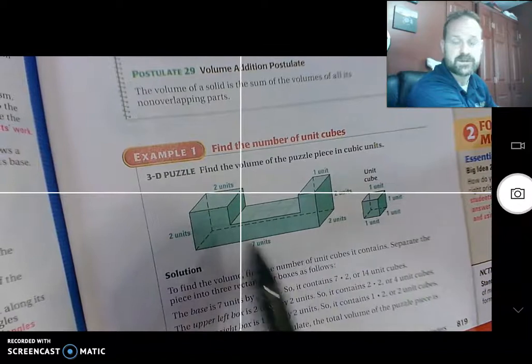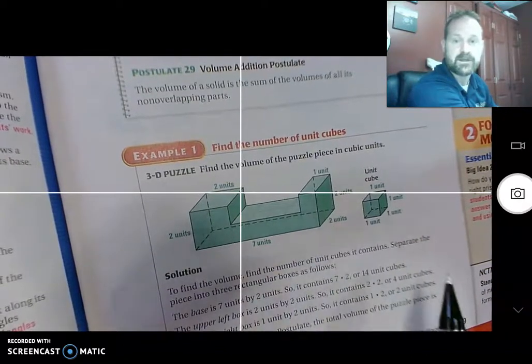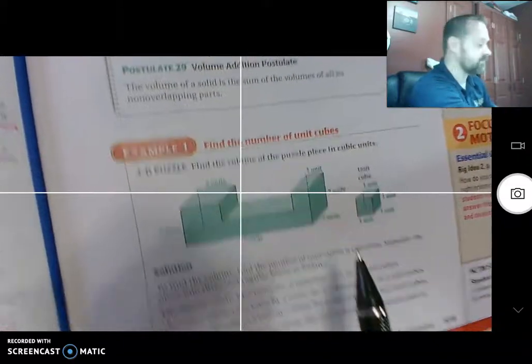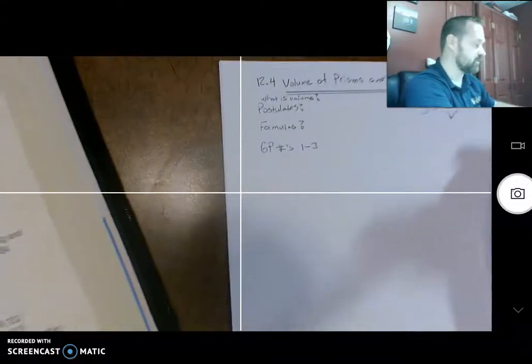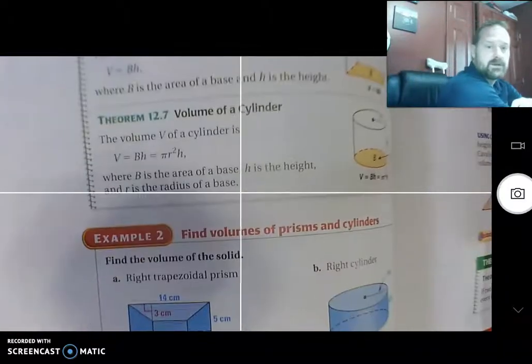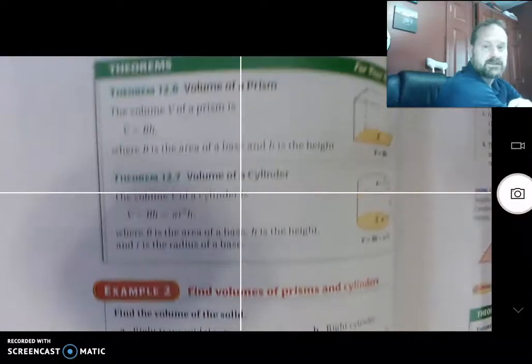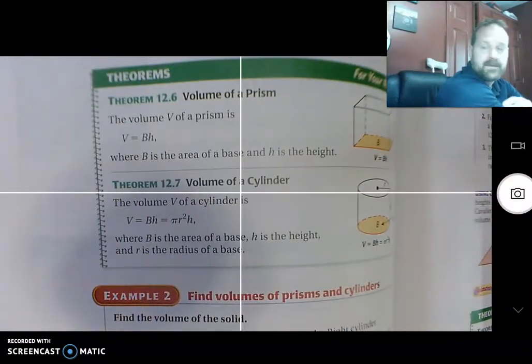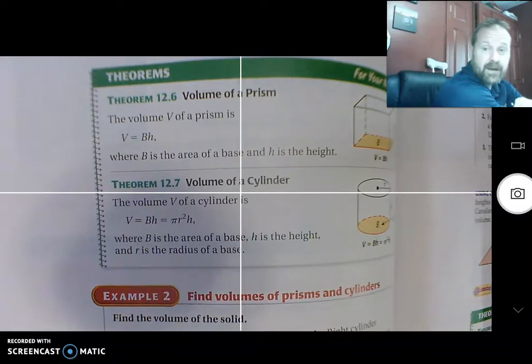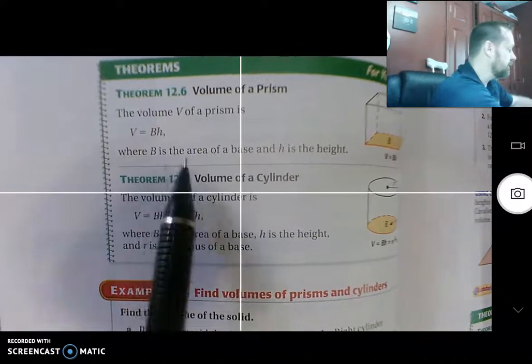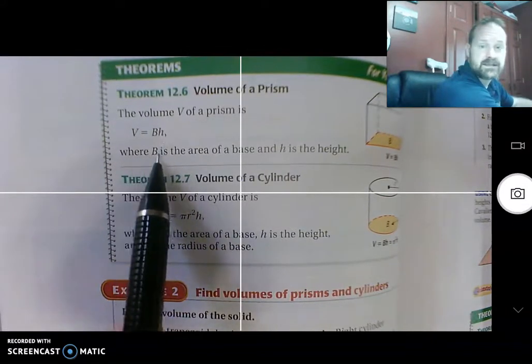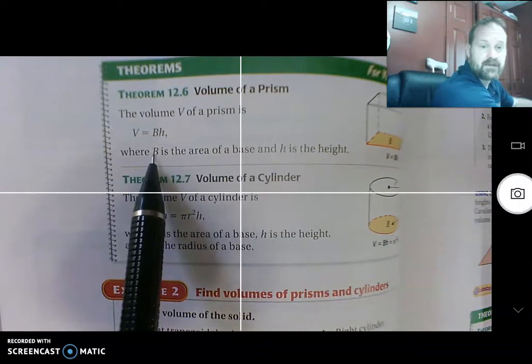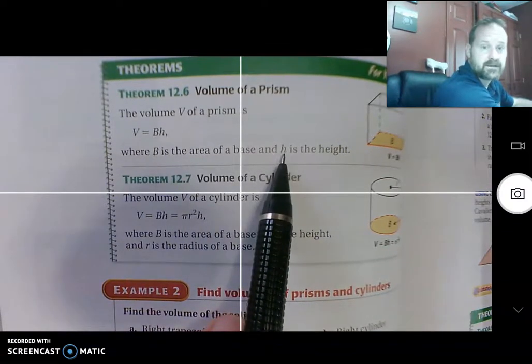You can't do this all at one time. You'd have to do this one and this one together. The formula for a rectagonal prism is really, really easy. If you look at your book, the formula says volume is base times height. But wait, that's not base. Little b is base. Capital B in geometry stands for area of base. So big B is not a length. It's the area of the base, times the height.